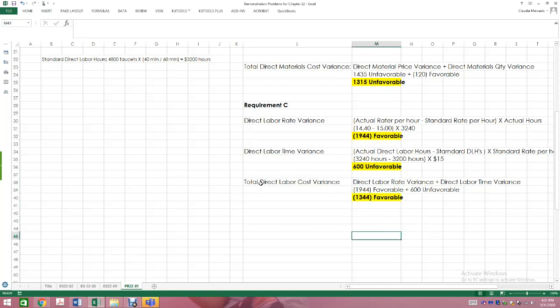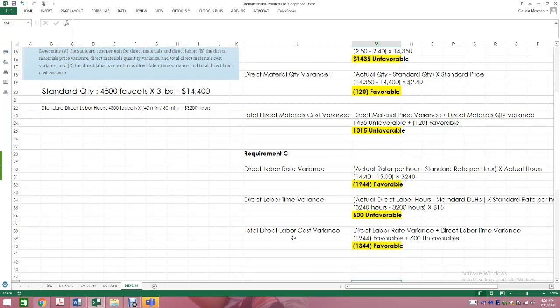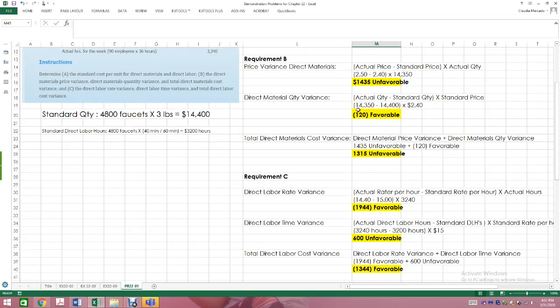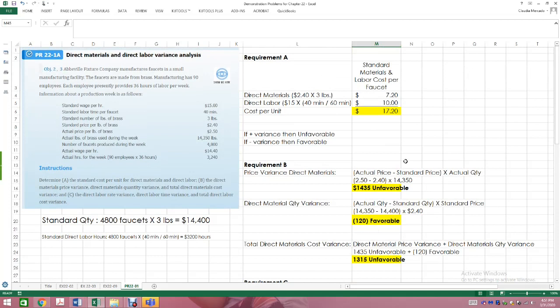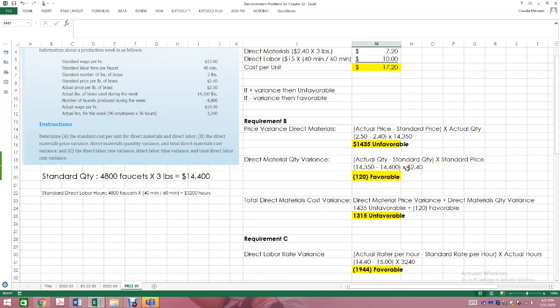That is the total direct labor cost variance. Whether it's the labor cost variance or the material cost variance, it is basically just adding your two prior variances, whether it be your direct materials price and quantity, or your rate and time. It's just a matter of adding those to get your total cost. So these are all of the calculations that we have for that problem.